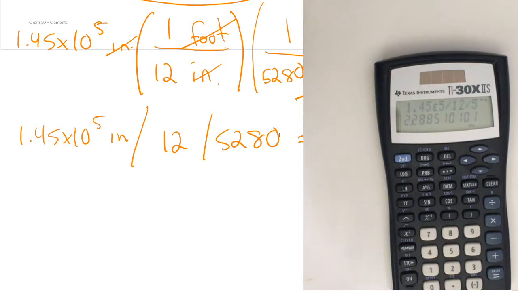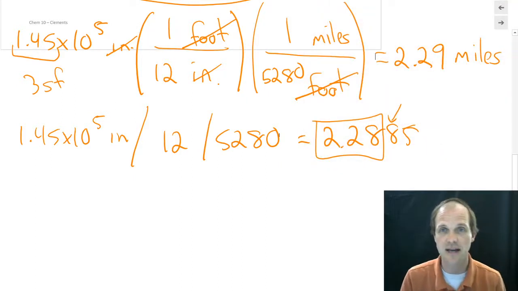And is that what I want at the end? Remember, what do I have to do? I have to check my sig figs. Here, this guy, I've got 3 sig figs. Foot in inches is exact. Foot in miles is exact. And so I want 3 sig figs at the end. I draw a box, and I get 2.2. I want to round up because I've got an 8 there. 2.29 miles is what I get out of there.